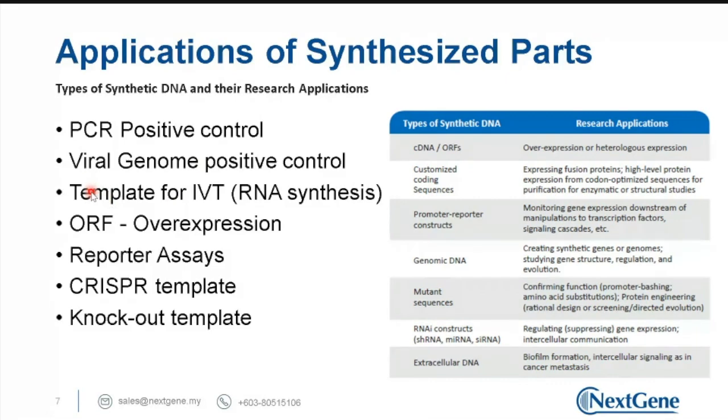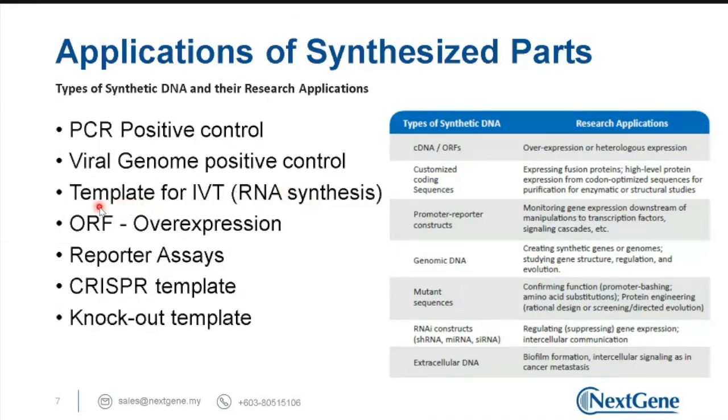Another application will be to create a template for in vitro transcription. Again, it's something to do with the virus pandemic. You can use it to produce, let's say, mRNA vaccine. So for mRNA vaccine, you actually create a DNA plasmid template, and then you use a method that is called in vitro transcription to produce the RNA.